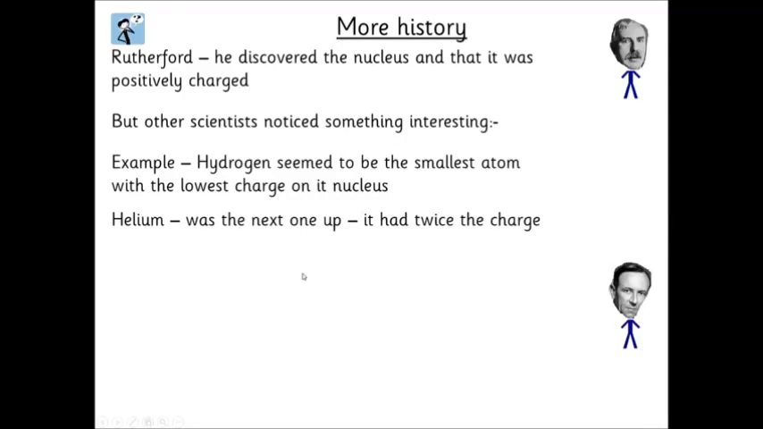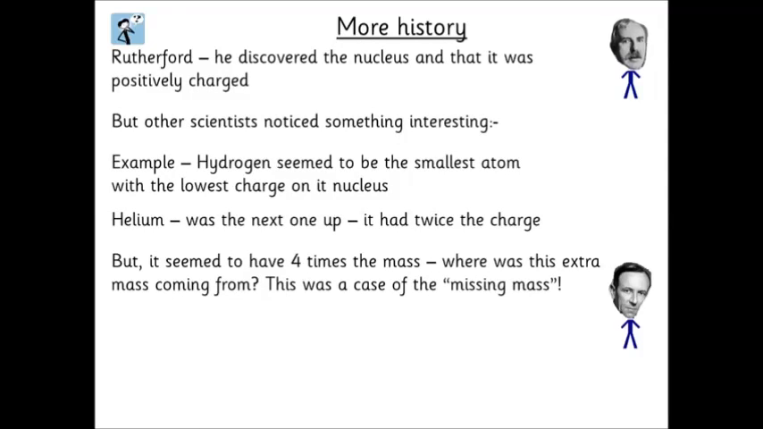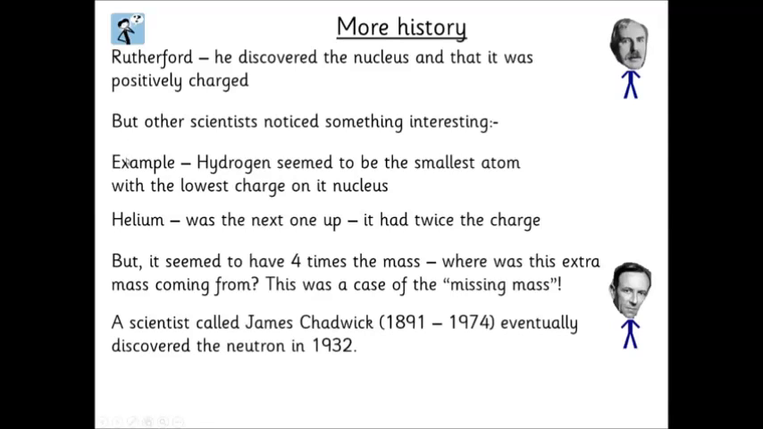Other history: there were other people involved. Rutherford is credited with discovering the nucleus, and that it was positively charged, but there are other scientists who along the way noticed something quite interesting. They looked at hydrogen, and worked out that hydrogen seemed to be the smallest atom with the lowest charge on its nucleus, and helium seemed to be the next one up, with twice the charge. So what people were expecting was that helium should have twice the mass of hydrogen, but it didn't. It seemed to have about four times the mass of hydrogen, and there was some confusion as to where this extra mass was coming from. It was often called the case of the missing mass.